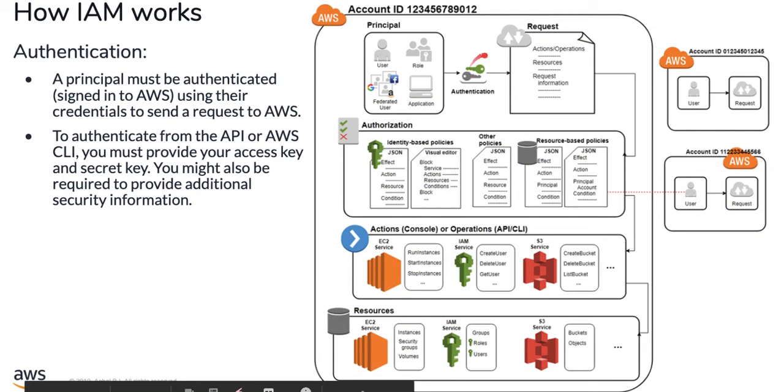So let's understand this authentication part, which is here. The principal must be authenticated using credentials. If he is accessing through the console, he would be authenticated using the username and password. But if he is accessing programmatically, then he would be authenticated using the access key and secret key. And once the authentication is successful, then the request context is generated.